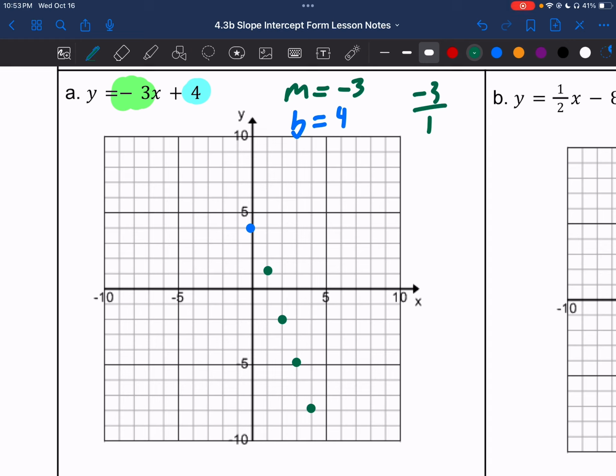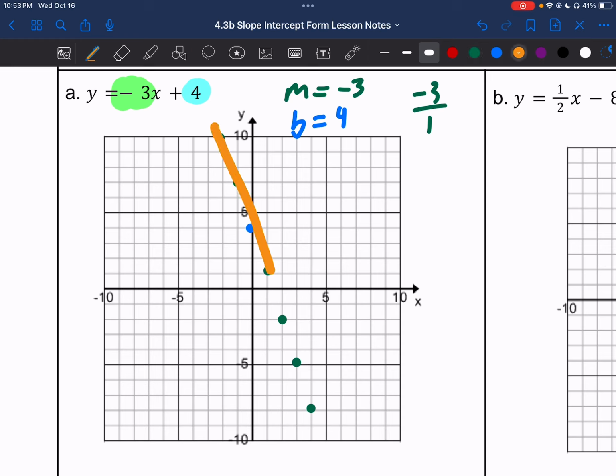All right, now a negative slope is always going to be moving down as we move to the right. You can always also work this backwards, so you can go up 3 and to the left 1, but you'll see that the pattern is still holding true, that we have a downward trajectory as we go from left to right.